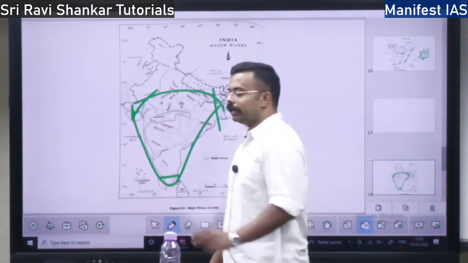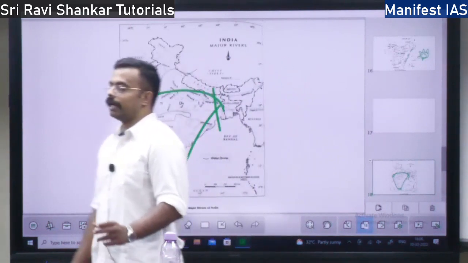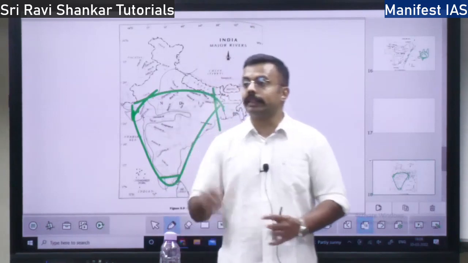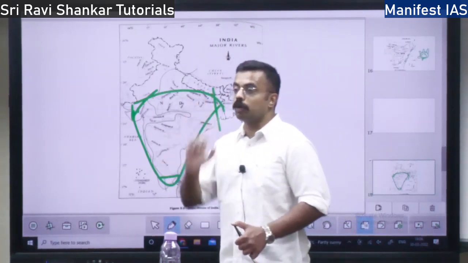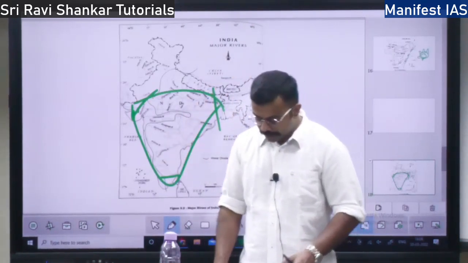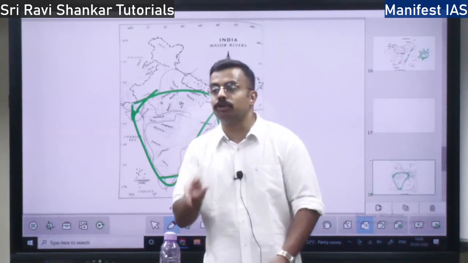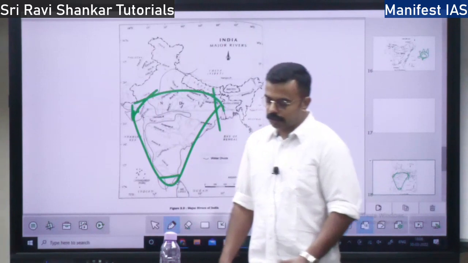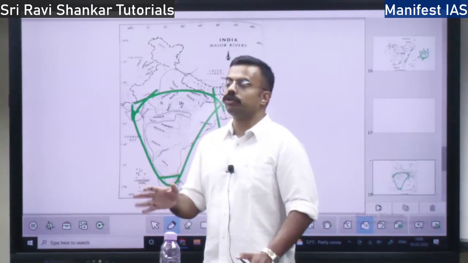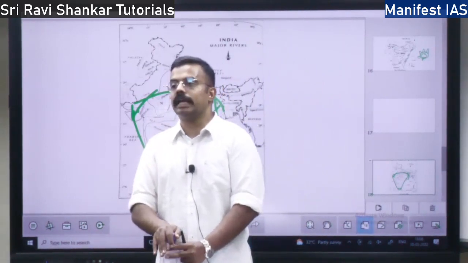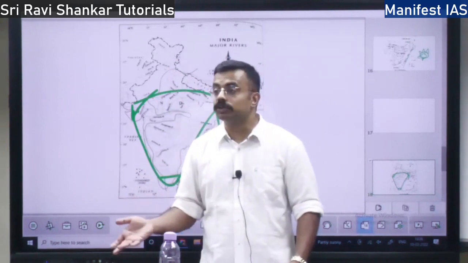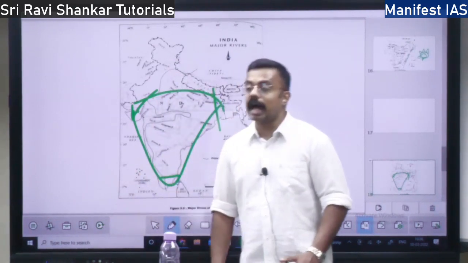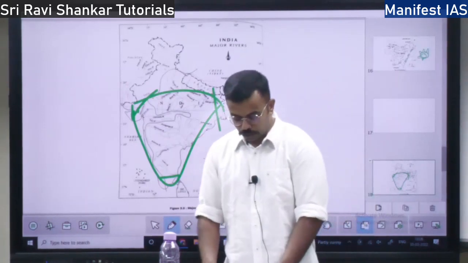Not only that, within the peninsular plateau you will find some small plateaus. They are called patland plateaus. Plateaus within the plateau are called patland plateaus. So what are the types of plateaus? You have the Karnataka plateau, the Deccan plateau, the Coimbatore plateau, the Ranchi plateau, and the Hazaribagh plateau as well.